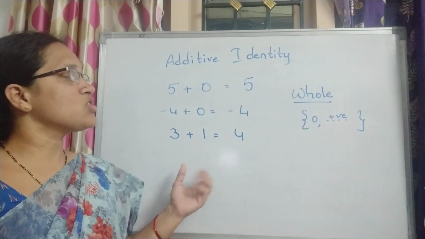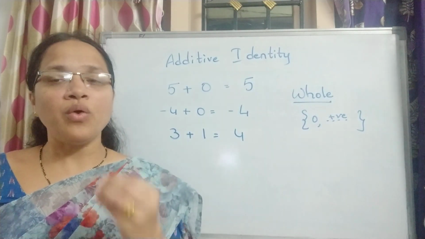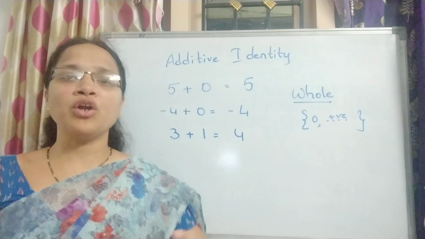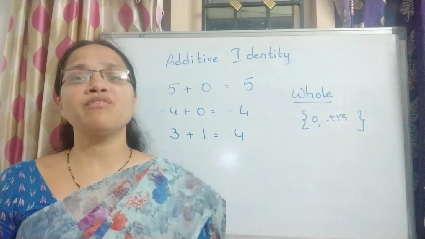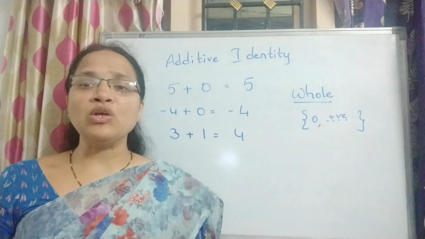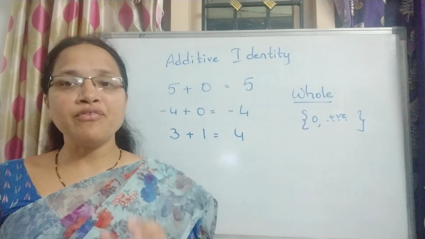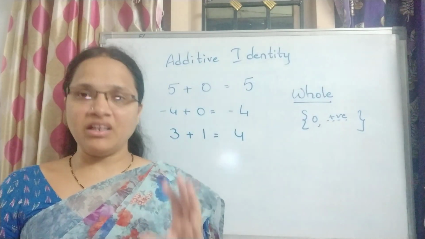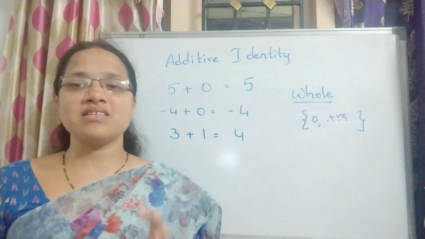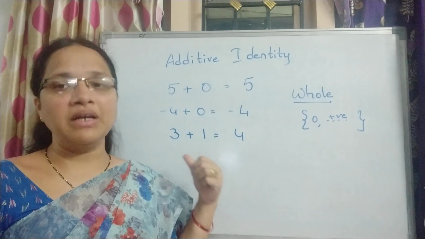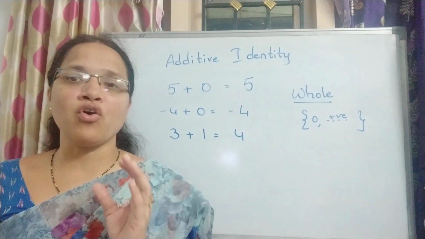So I hope you understood this concept also. Additive identity is nothing but if you add 0 to any whole integer or to any integer. If you are confused by the term whole integers, you can just say any integer. If you add 0 to any of the positive or negative integers, what is happening? The result obtained is the same as the integer we are adding. So you get the same integer. That is why 0 is called the additive identity of all the integers.